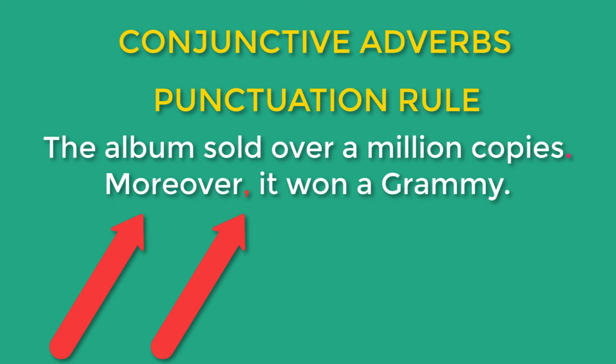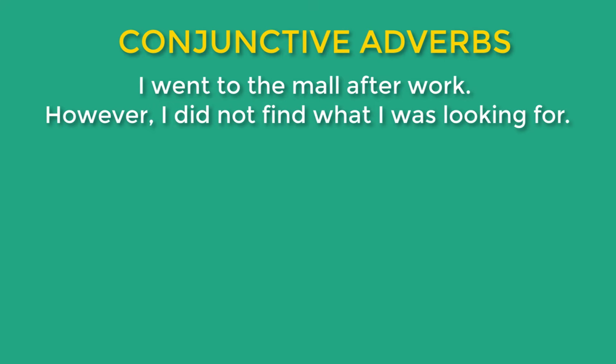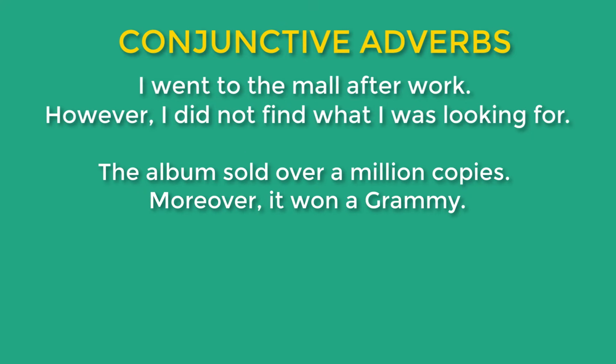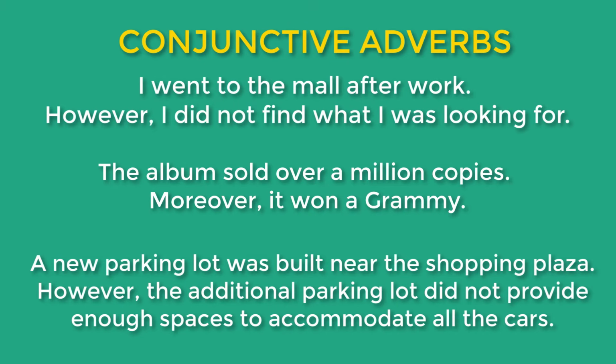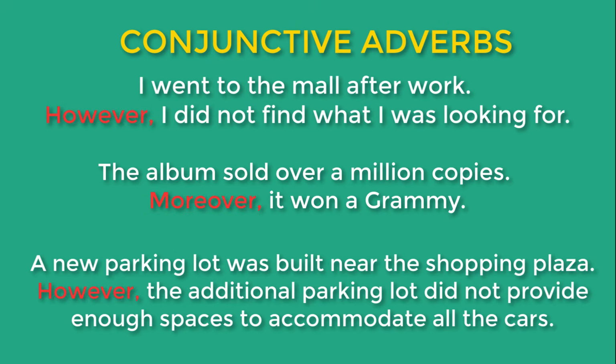I went to the mall after work. However, I did not find what I was looking for. Or in this other example, the album sold over 1 million copies. Moreover, it won a Grammy. A new parking lot was built near the shopping plaza. However, the additional parking lot did not provide enough spaces to accommodate all the cars. Notice that in these examples, the independent clauses are separated into two complete sentences, and a period is used. The conjunctive adverb appears at the beginning of the sentence and is followed by a comma.